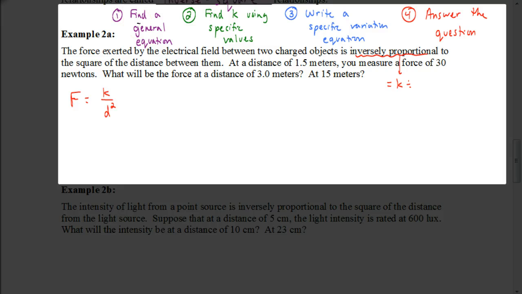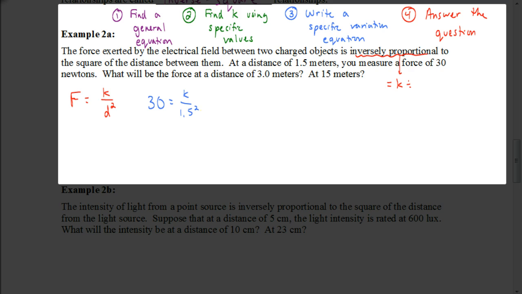Step two, we want to figure out, well, what's our value for k? To figure out our value for k, we're going to have to look for a specific scenario. It says at a distance of 1.5 meters, you measure a force of 30 newtons. So there's your specific scenario. We know that from a distance of 1.5 meters, our force is going to be 30. So I'm going to put those values in, make sure you put them in the right spots. And so then we would have your 1.5 being squared in our denominator.